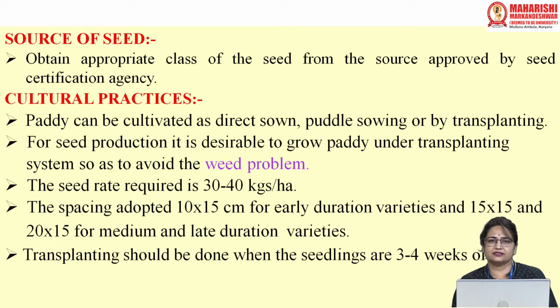The seed rate required is 30 to 40 kg per hectare. The spacing adopted is 10 by 15 centimeters for early duration varieties, 15 by 15 centimeters for medium duration varieties, and 20 by 15 centimeters for late duration varieties. In 10 by 15, 10 means the row to row spacing and 15 is the plant to plant spacing. Then transplanting should be done when the seedlings are 3 to 4 weeks old, from the nursery to the main field.